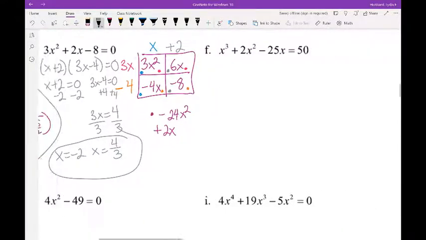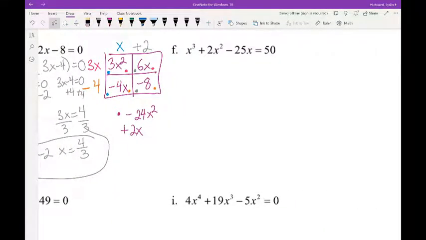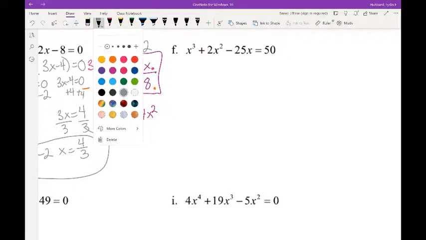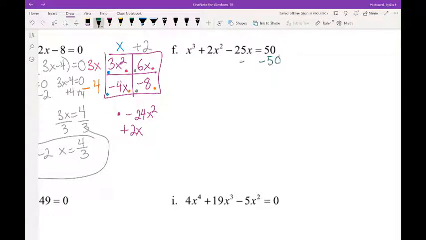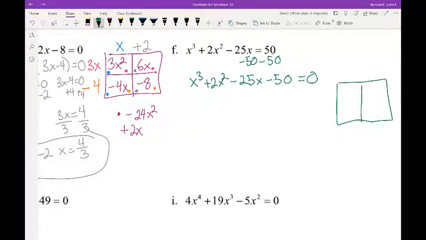Yay, moving on. We have f. So again, we're not set equal to 0 yet, so let's get set equal to 0. So we will subtract 50 from both sides to get x to the third plus 2x squared minus 25x minus 50 equals 0. When we have 4 terms, the same way as when we have 3 terms, we can still use the box. Now, we do need to check that there's a greatest common factor, and in this case, there's not, but we always want to be careful of checking for that.